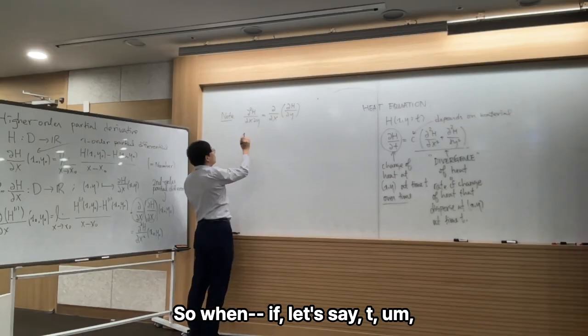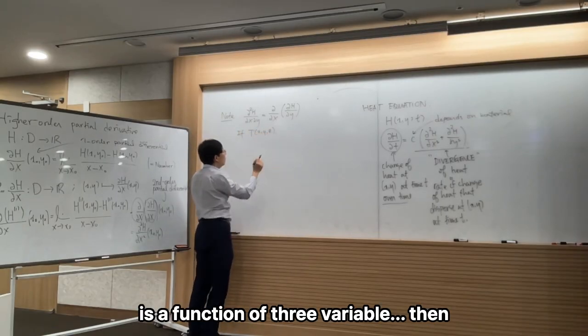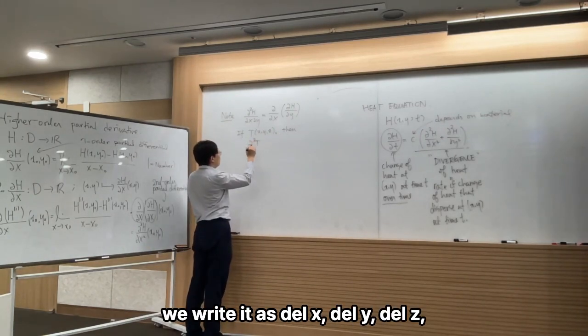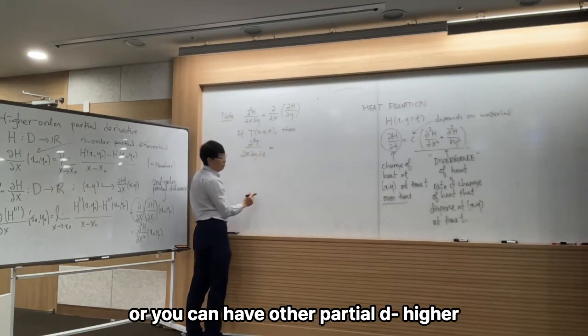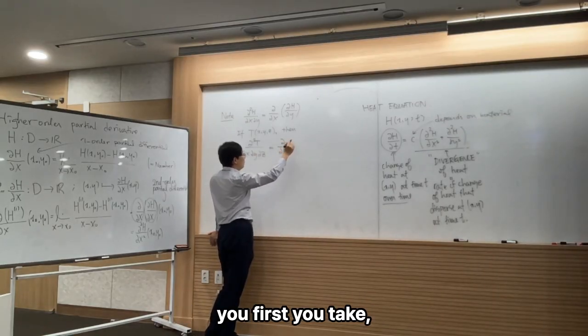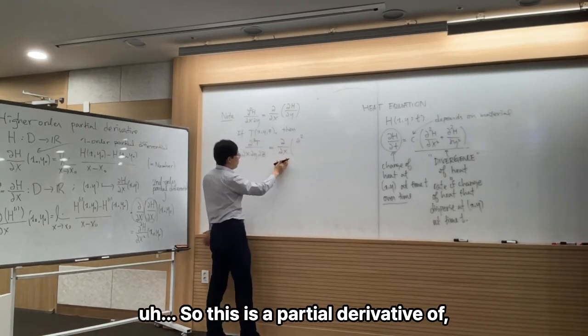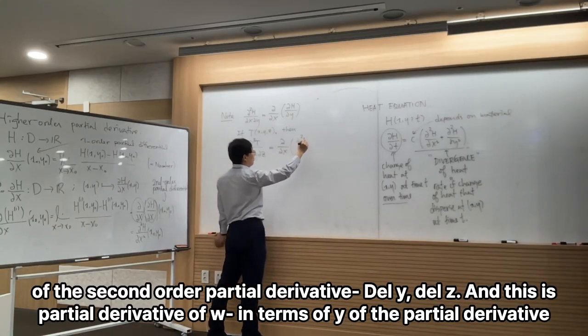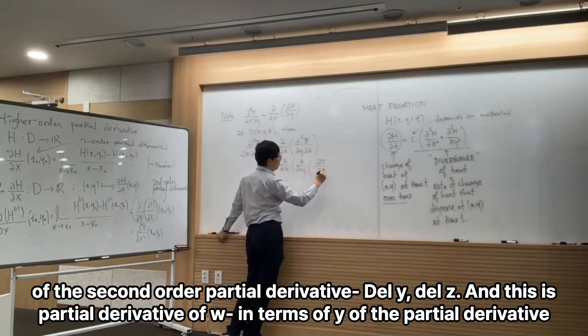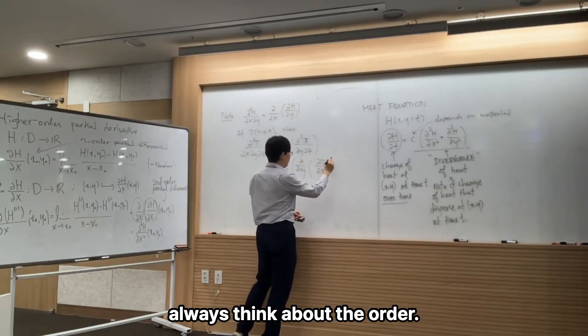Okay? So if, let's say, t is a function of 3 variables, then you can have a third order partial derivative. In that case, we write it as del x, del y, del z. Or you can have other higher or third order partial derivatives. But in this case, what happens is this is a partial derivative in terms of x of the second order partial derivative del y, del z. And this is the partial derivative in terms of y of the partial derivative in terms of z. So always think about the order.